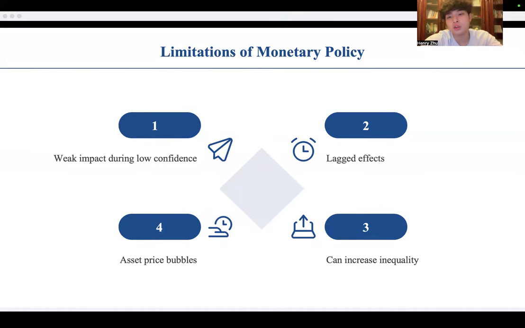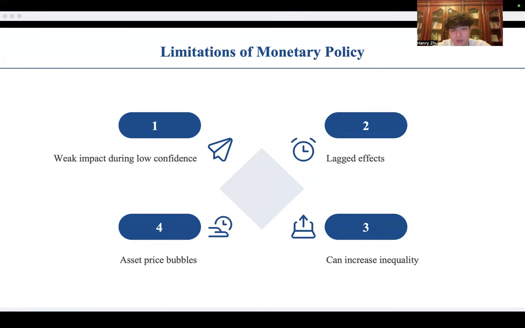But although monetary policy is an important tool, it also has several limitations. First, its effects are often slow. It can take months before changes in interest rates affect the wider economy. Second, when consumer confidence is very low, even lower interest rates may not encourage people to borrow. People may simply choose to save instead.